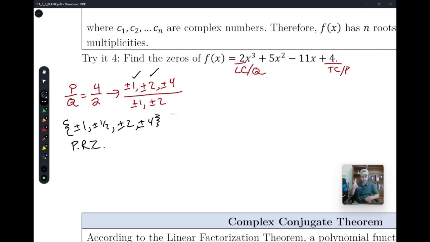1, 1/2, 2, and 4. And now we just use those to synthetically divide. I'm going to start with 1 because I like to start with 1. I always start with 1 and -1 because they're the easiest to synthetic divide, and see if we get any zeros.